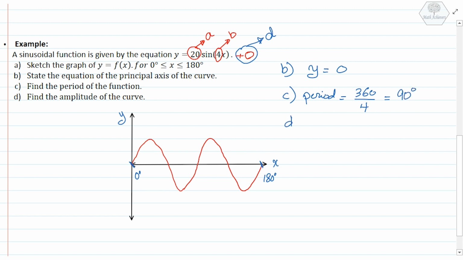And for part D of the question, we need to find the amplitude of the curve. Simply the amplitude is equal to a, so the amplitude is equal to 20. And by this, I could solve this example by sketching my sinusoidal function using my graphical display calculator and the rules we learned to find the principal axis, the period of the function, and the amplitude of the curve.